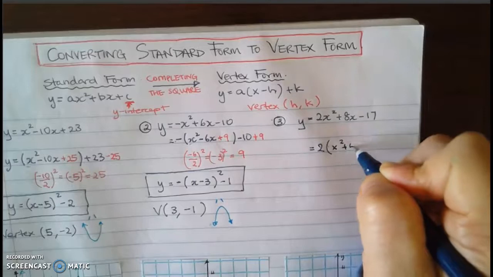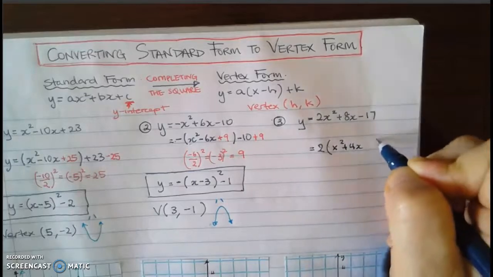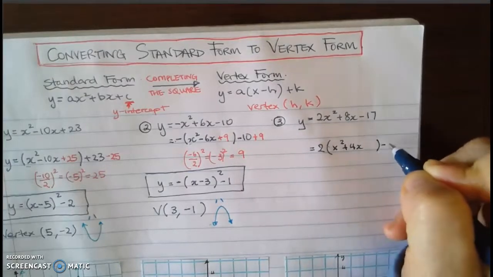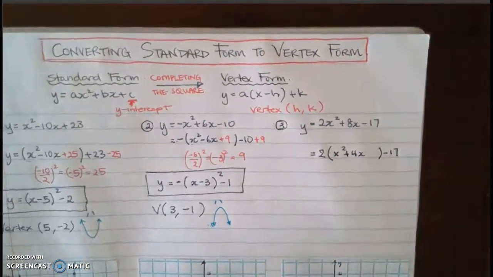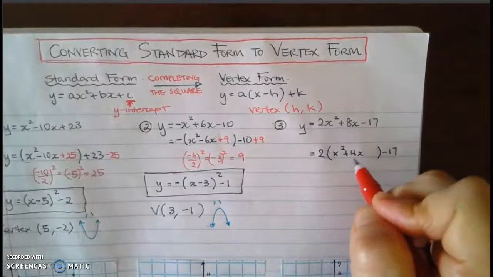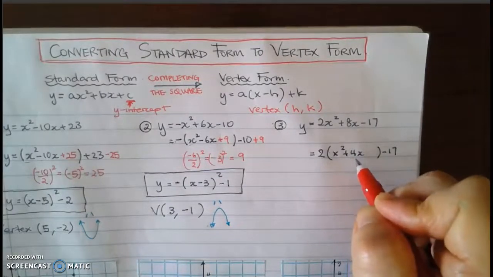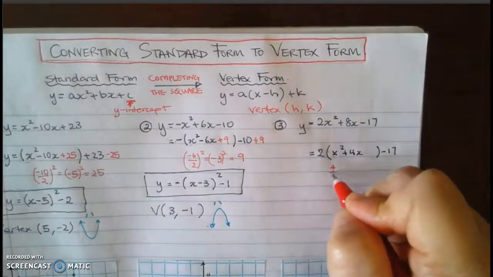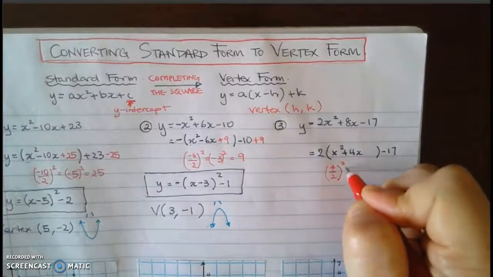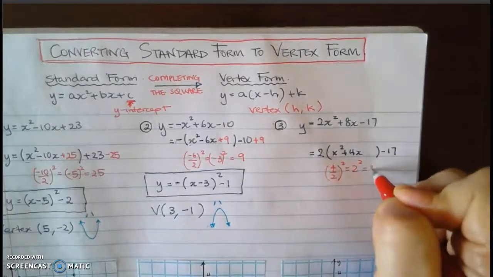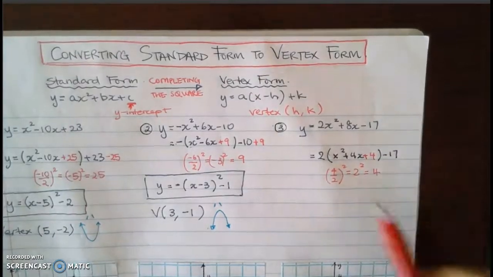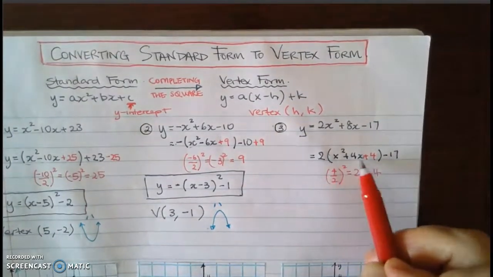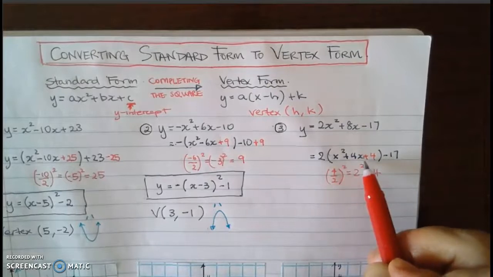It's 4x. We're going to leave a little space and bring down -17 from the original equation. Now we need to be thinking about the second term, 4. Half of 4 all squared is 2 squared, which is 4. So I need to add 4 inside the parentheses to make this perfect square trinomial.